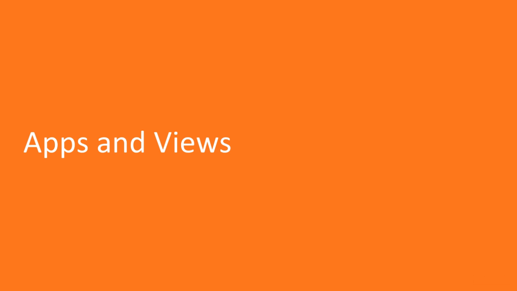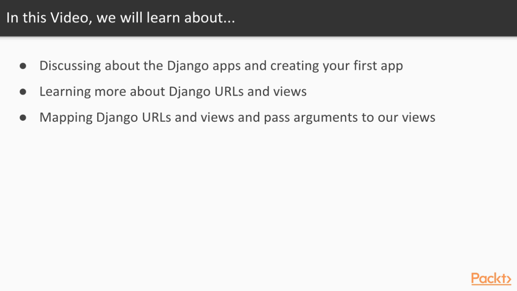Welcome to the first video. In this video, we are going to learn about Django Apps and about Django Views, which are Django's way of handling HTTP requests, and also how to map views to URLs and how to pass arguments to views from our URLs. So let's get started.